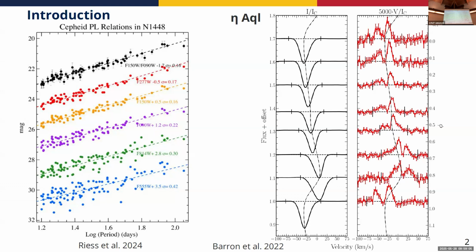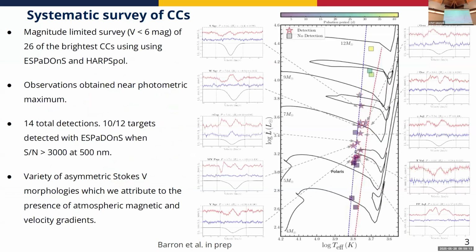And so what we've been trying to do is work on ways to model these types of signatures and understand globally what Cepheid Stokes-B profiles look like. So we've been conducting a magnitude-limited survey of 26 of the brightest classical Cepheids using primarily Espadons, but also HARPS-Pol on the ESO 3.6-meter telescope for the most southern targets. We've obtained 14 total detections, which I've shown a sample of here, and their places in the instability strip. We observe a wide range of complex Stokes-B morphologies that show asymmetries, indicating that these profiles are distorted by magnetic field gradients in the atmosphere.